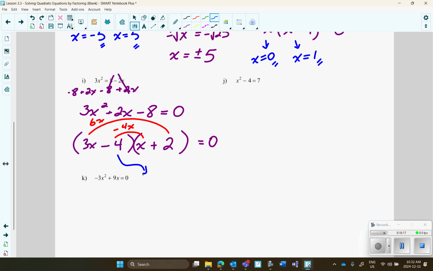Set each one equal to 0. 3x minus 4 is equal to 0. Move the negative 4 over, so 3x equals 4. Therefore, x equals 4 over 3. What's the solution to this one? Negative 2.